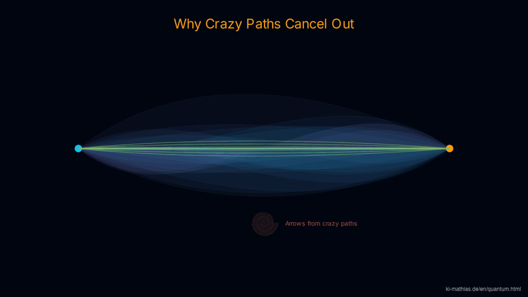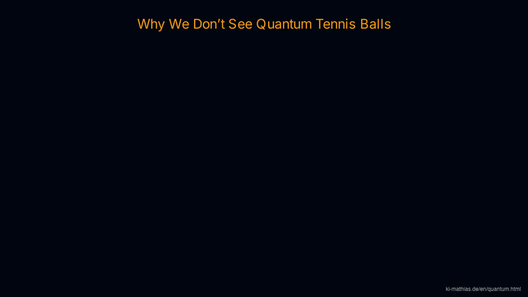What survives is a narrow neighborhood around the classical path. And that is exactly the path a ball, a planet, a bullet takes. Not because nature chooses it, but because it's the only one whose neighbors don't destroy each other. And now it becomes clear why Planck's reduced constant h-bar matters so much. The total angle of the arrow is S divided by h-bar.